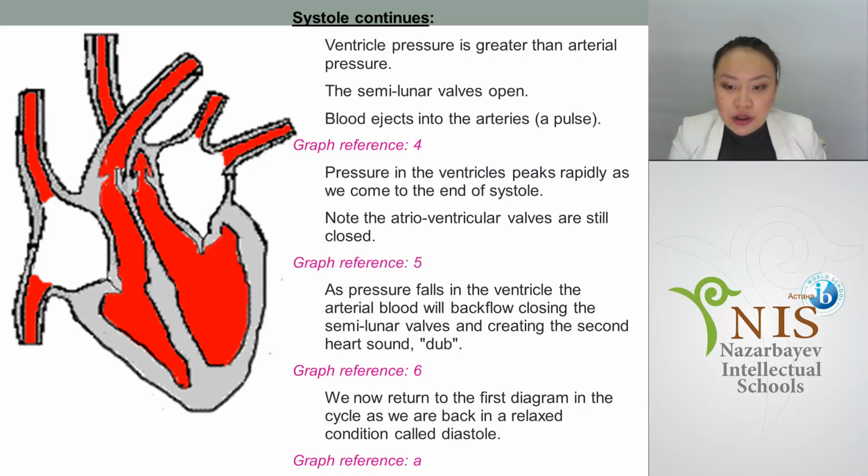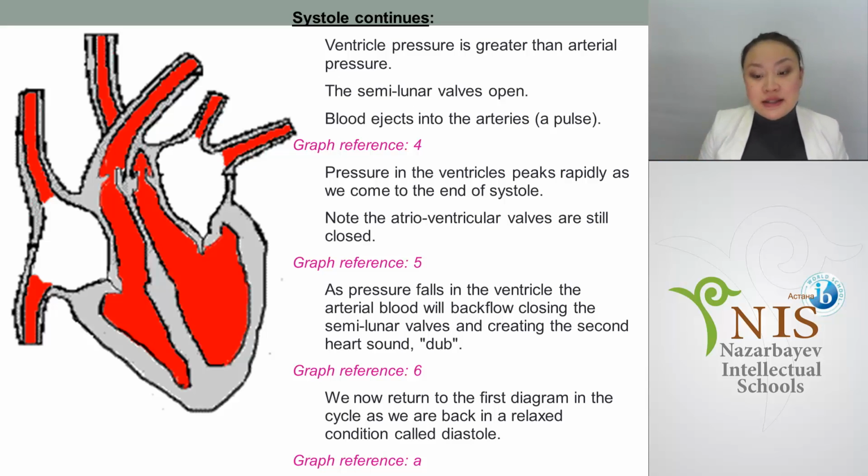Pulse. Okay. Pressure in the ventricles peaks rapidly as we come to the end of systole. Note, the atrioventricular valves are still closed. As pressure falls in the ventricle, the arterial blood will backflow, closing the semilunar valves and creating the second heart sound, DUP.